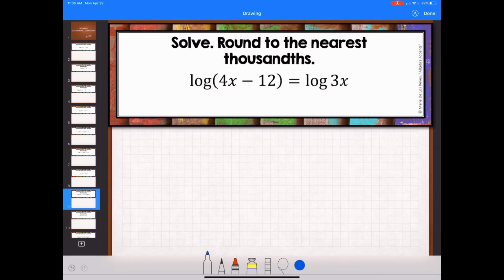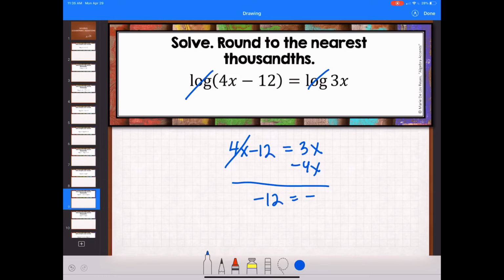So same thing in this problem. You have log base 10 on both sides, so these logs cancel, and you can say 4x minus 12 is equal to 3x, and then we'll solve. So subtract 4x, negative 12 equals negative x, and divide by negative 1, so x equals 12.